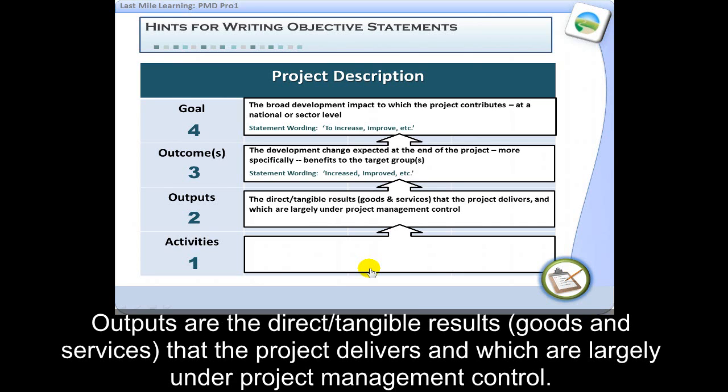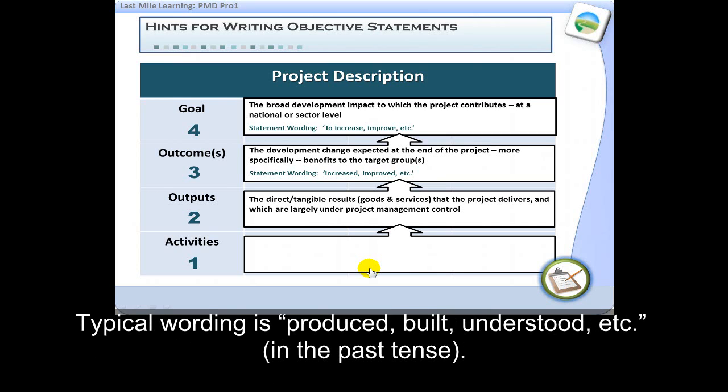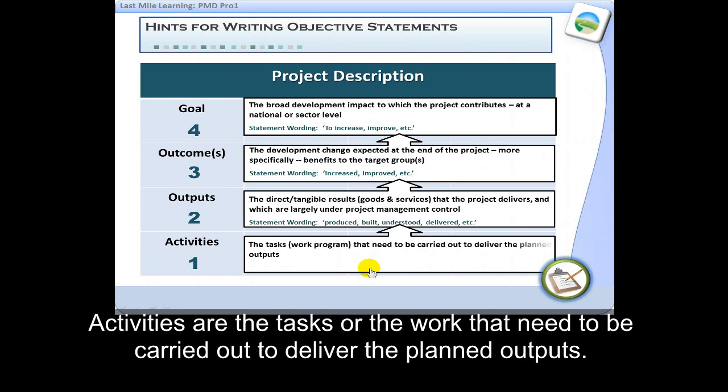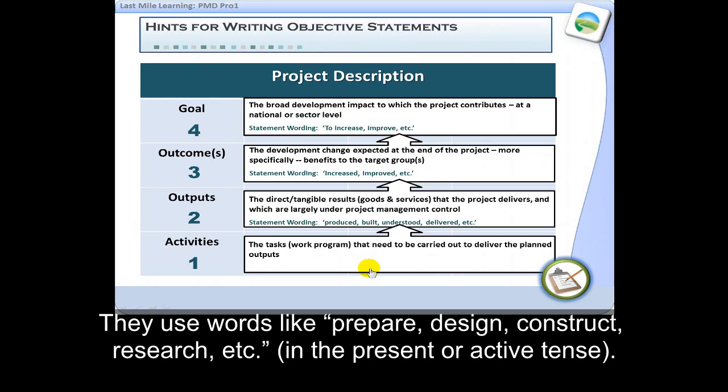Outputs are the direct or tangible results, usually goods and services, that the project delivers and which are largely under project management control. Typical words are produced, built, understood, and that would be in the past tense. Activities are the tasks or the work that needs to be carried out to deliver the planned outputs. They use words like prepare, design, construct, research, etc. And that would be in the present tense or in the active tense.